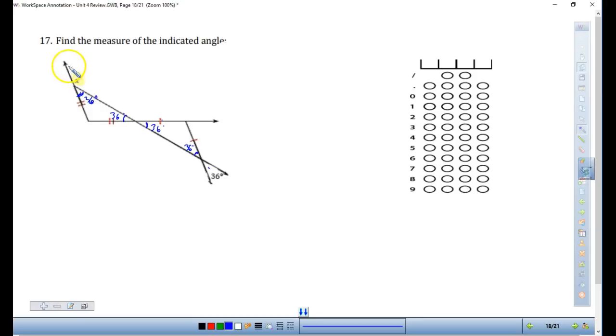Now, these two, x and 36, they form a straight line here. So they'd have to add up to 180. So if I do 180 minus 36, then I'll get what x is. So you should do that yourself, and you should get 144. 144. Okay, and then remember that should add up to 180 because they make a straight line.